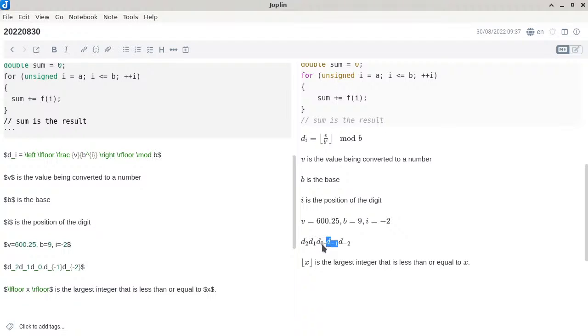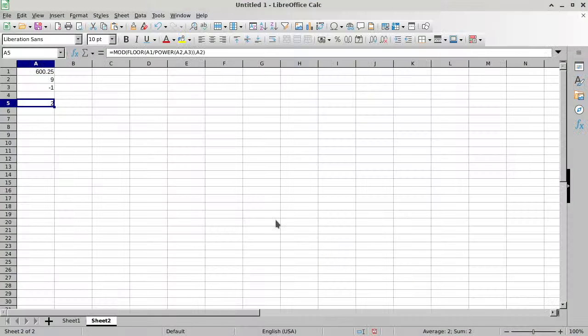What about D0? I bet you cannot figure out what D0 is going to be. It's easy. Just put a 0 here, and that turns out to be a 6. Do you see how I can change i, which is controlling the position of the digit, and I can now figure out one digit at a time of the number in base 9 in order to represent a value that we know as 600.25.